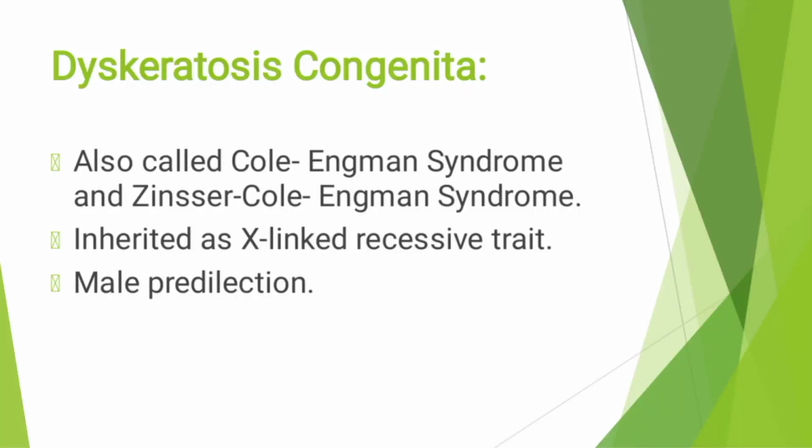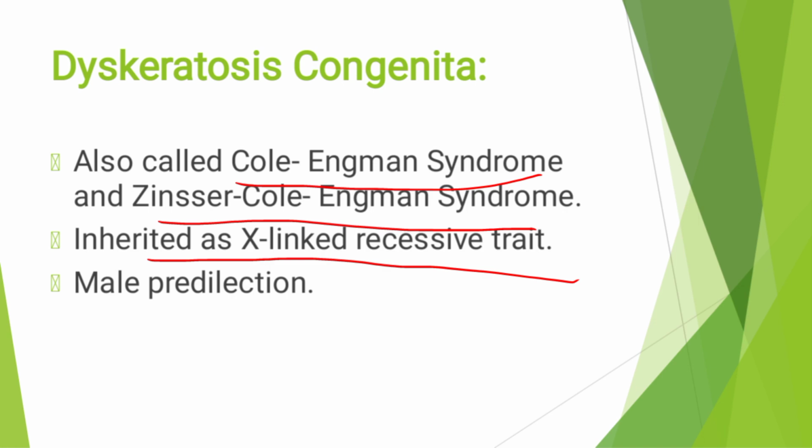We're going to start another important topic, which is Dyskeratosis congenita. Let's start. Bismillahirrahmanirrahim. The other name of this disease is Cole-Engman syndrome. It is inherited as an X-linked recessive trait. The two diseases we studied before were also congenital, but that one is autosomal dominant, and this one is more common in males, meaning the male predilection is more.